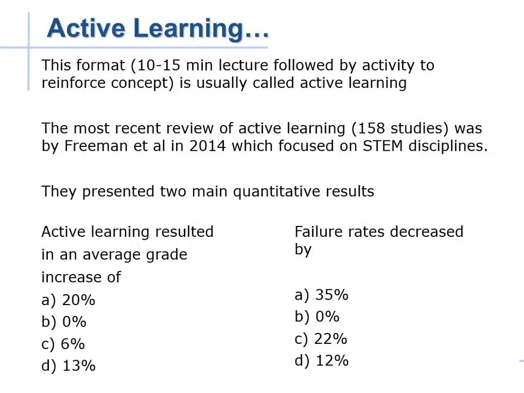They had two main results. One was the impact of active learning on the average grade of students, and I have four options there. If we look at the first one, active learning resulted in an average grade increase of 20%, 0%, 6%, or 13%. Again, I understand that you don't know the answer to this. I'm curious about what you think it might be.